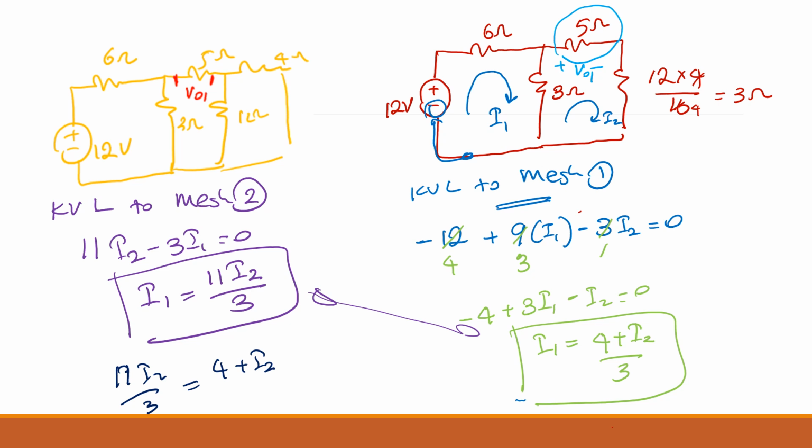So I2 is equal to 4 divided by 10, which is 0.4 amps. We need to find I2, the current going here. This is the I2. So the voltage V01 is equal to current times the resistance, 0.4 times 5, which is 2 volts. Agree with me?